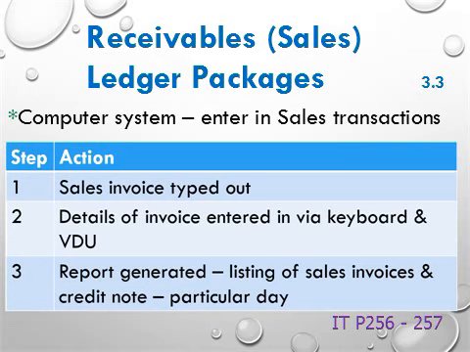Step 1. The sales invoices are typed out. Step 2. Then the details of the invoice are entered into the system, via a keyboard and VDU, visual display unit. Step 3. A report that can be generated from the system could be a listing of the invoices and credit notes of a particular day.